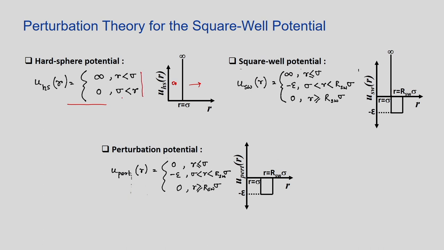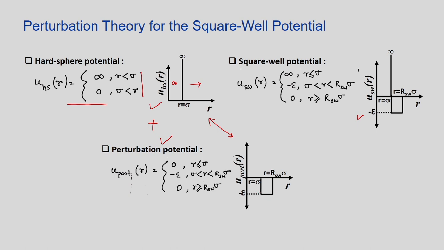Another potential we know is the square well potential. What is the square well potential? It is exactly the hard sphere potential, with infinity here, but it extends, and now a well depth is created. Because of this well depth creation, you have a minus epsilon coming out here. After the value where R is equal to RSW, a constant times sigma, if you go greater than this value, it will be 0. So this square well potential I can write as a sum of this and this, isn't it? If you see these two figures and add them up, you will get this square well potential. That's exactly what we will proceed with: we will write the square well potential in terms of the hard sphere potential plus the perturbation potential.